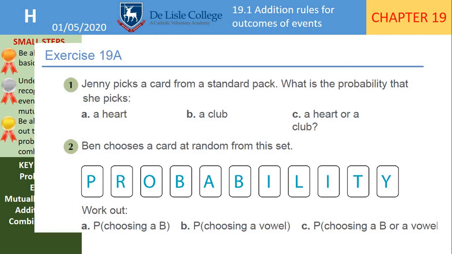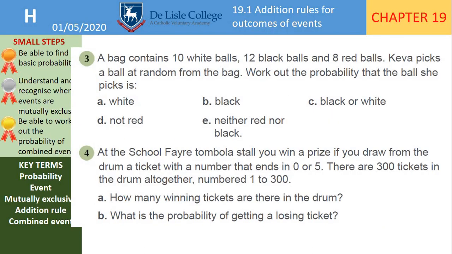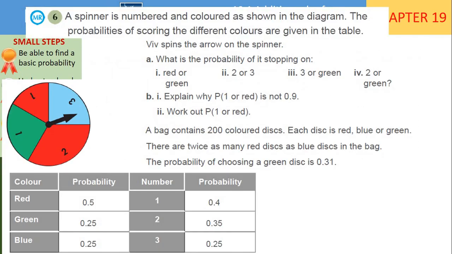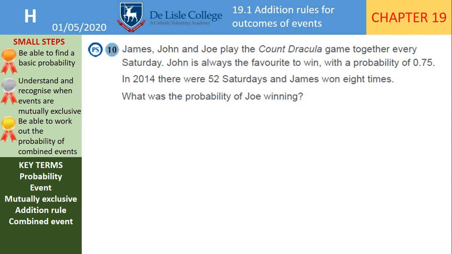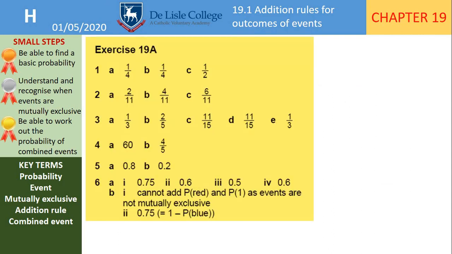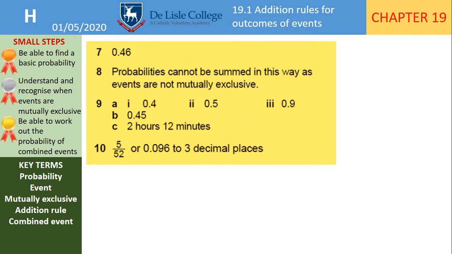B, a club, again there are 13 out of the 52 cards, which would cancel to a quarter. So a heart or a club, we add these two together. So a quarter plus a quarter is 2 quarters, which cancels down to a half. Now have a go at the rest of the exercise in your book. When you are ready to mark your work, the answers are all here in yellow.